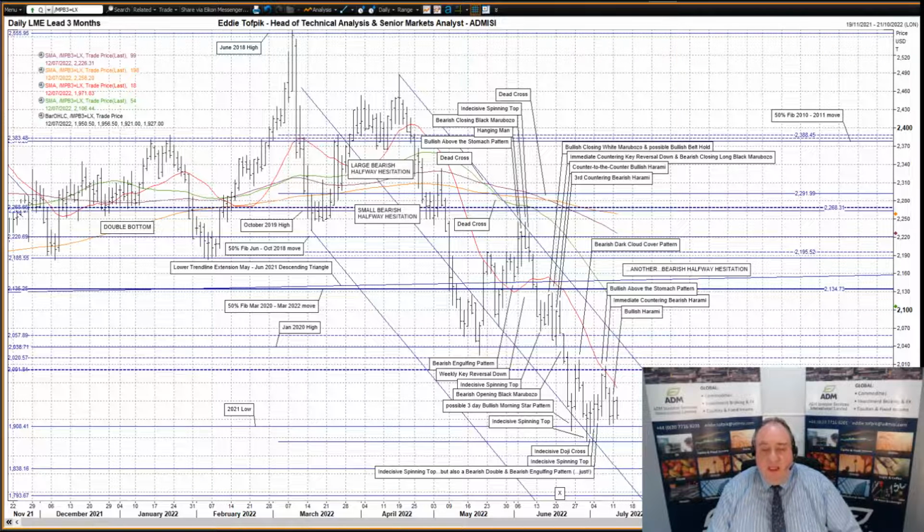Here's your weekly technical analysis of LME 3-month lead and tin. I'll start with LME 3-month lead. Looking at this market, we can view the whole action from the heights of March all the way down until the May low as a large bearish halfway hesitation.